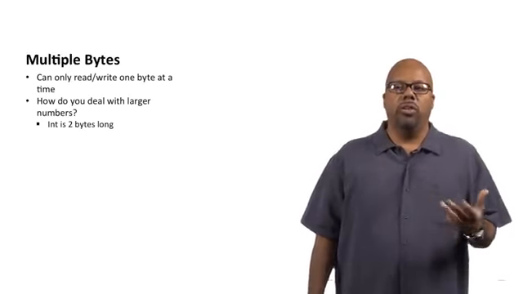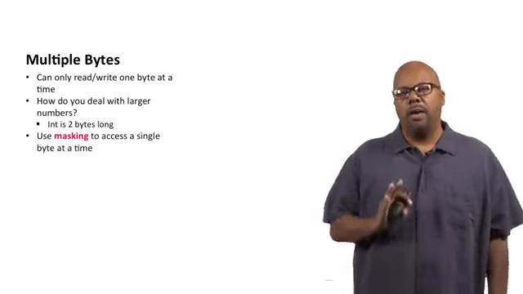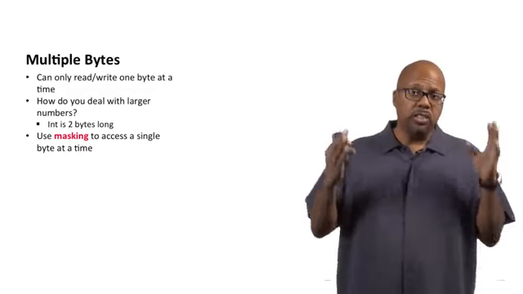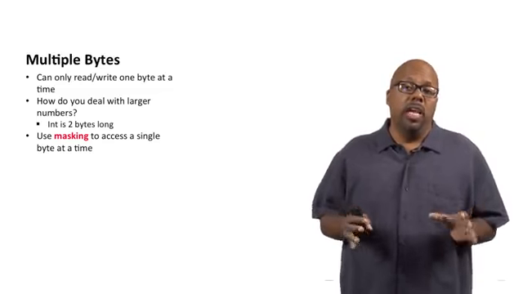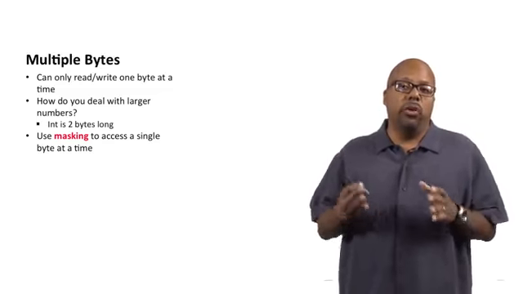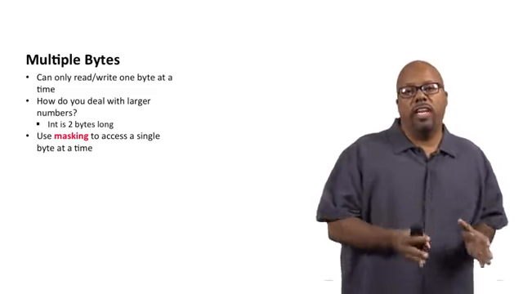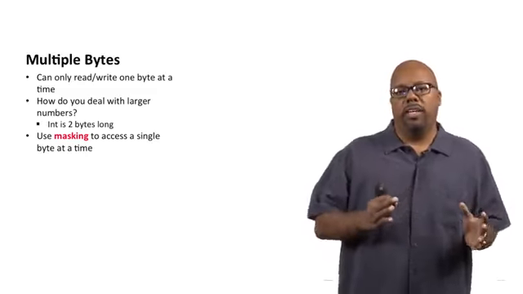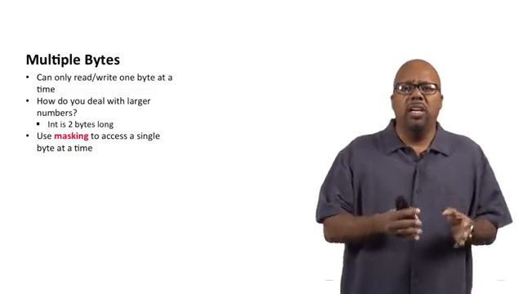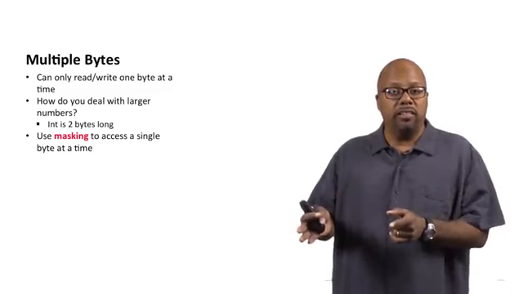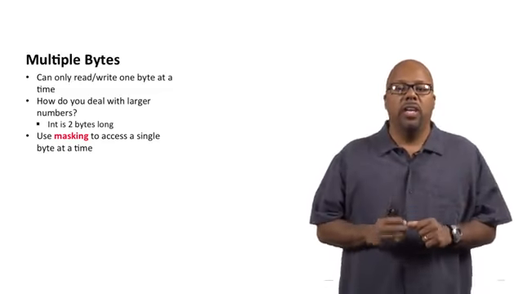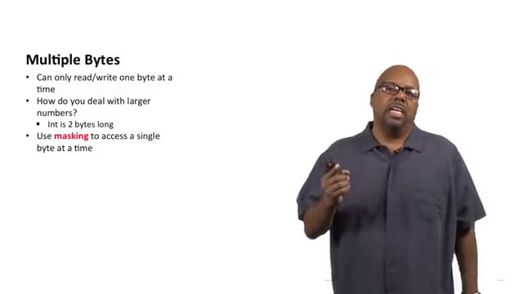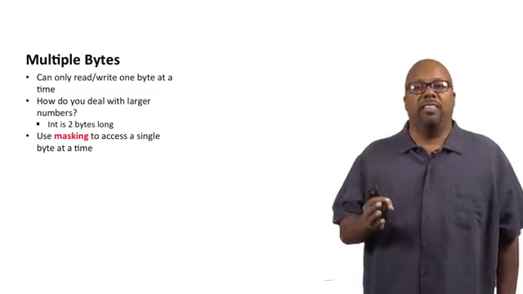Say you want to deal with ints, which are 2 bytes long. The common way to do this is to use masking to access a single byte at a time. Take an integer, a 2-byte number, and say you want to write this to memory. You want to write the first byte, then write the next byte. When you write one byte, you want to ignore the other byte. One is the most significant byte, one is the least significant byte. When you're writing the least significant byte, you need to ignore the most significant byte. When you're writing the most significant byte, you need to ignore the least significant byte. Masking is just a way of ignoring bits inside a word.